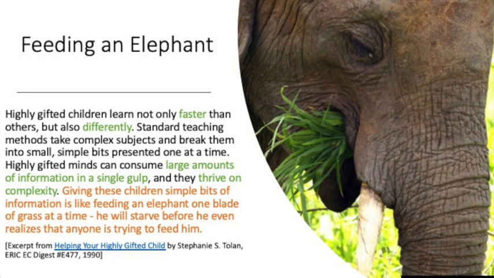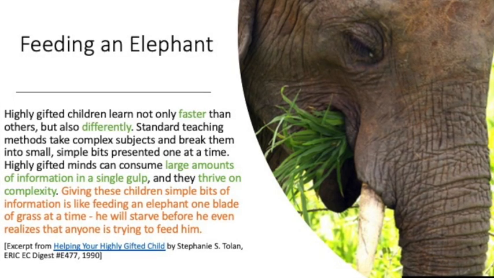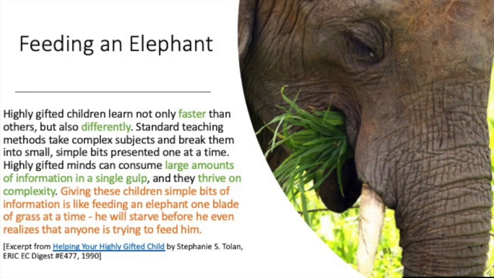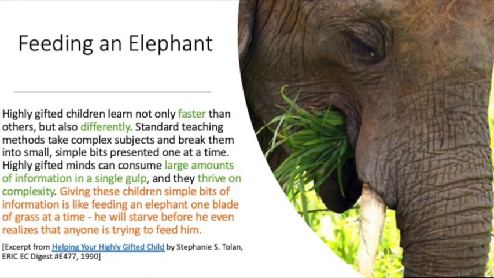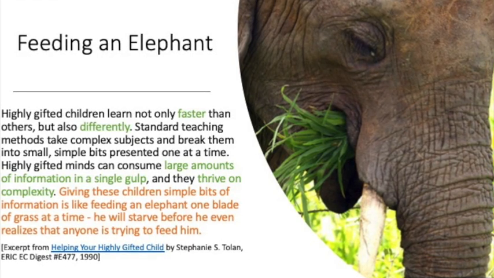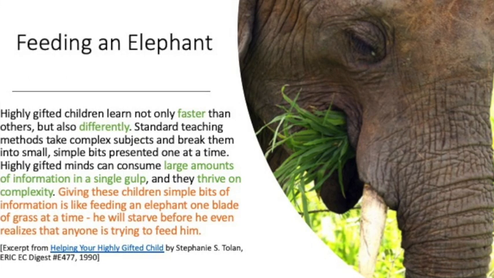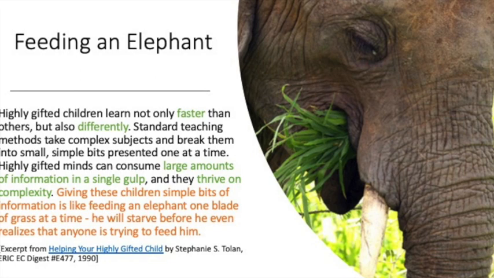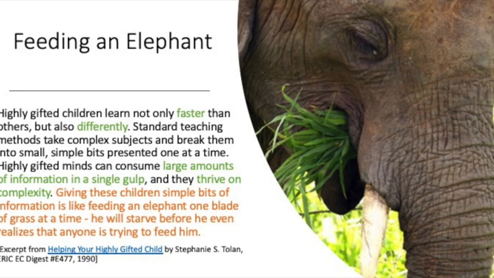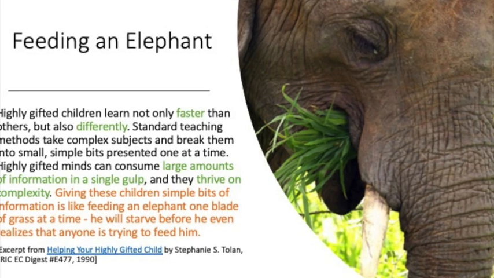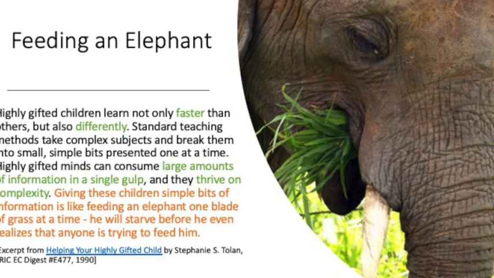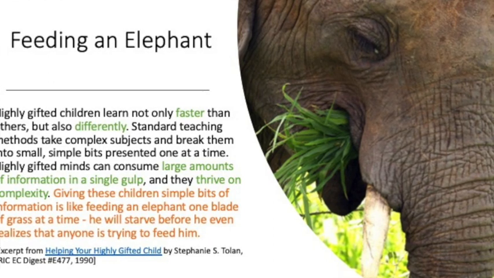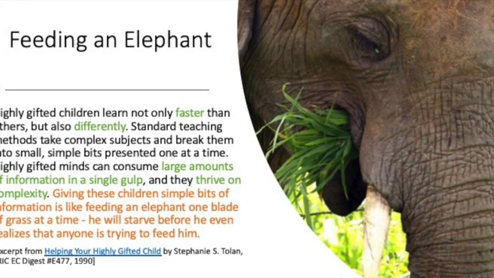Standard teaching methods take complex subjects and break them into small, simple bits presented one at a time. Highly gifted minds can consume large amounts of information in a single gulp, and they thrive on complexity. Giving these children simple bits of information is like feeding an elephant one blade of grass at a time. He will starve before he even realizes that anyone is trying to feed him.